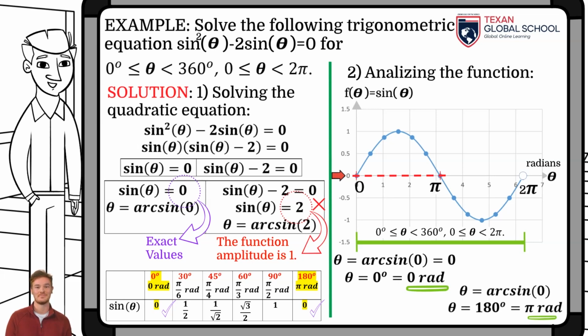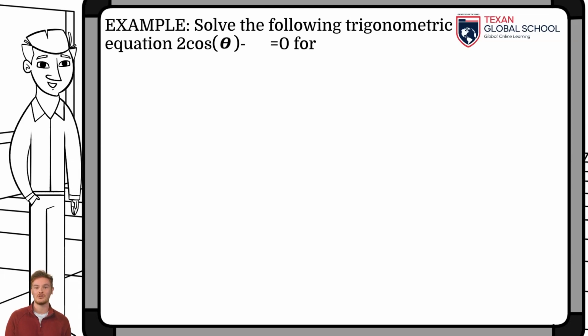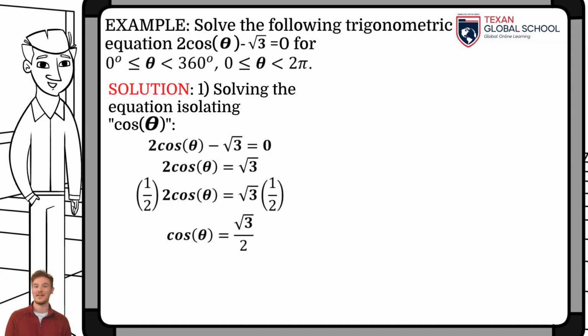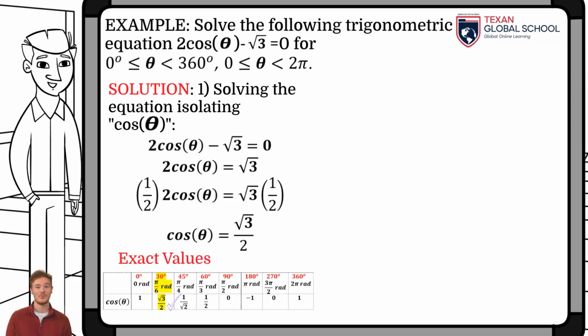In this last example, we solve the trigonometric equation 2 cosine of theta minus square root of 3 equals 0, in the given domain, representing values greater than or equal to 0 and less than 360 degrees or 2 pi. When analyzing, we isolate, obtaining cosine of theta equal to the square root of 3 over 2. With the exact values, an angle of 30 degrees or pi sixths corresponds to it. With the calculator, solving for theta with the arc cosine of the square root of 3 over 2, also results in 30 degrees.